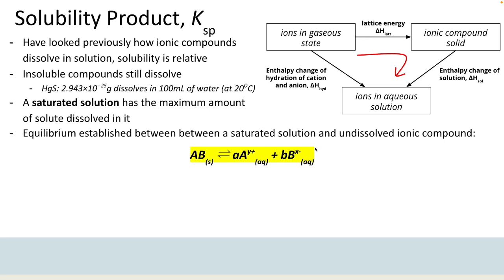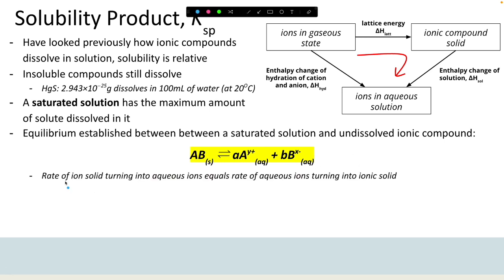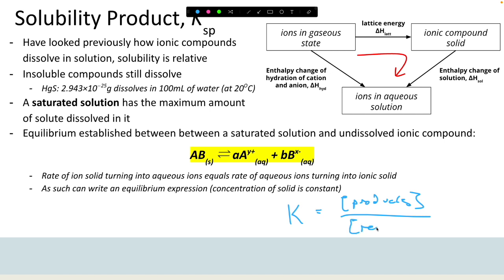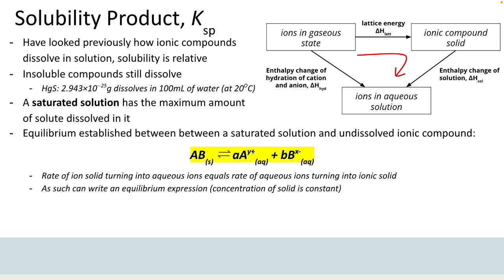So the equilibrium is established between the saturated solution and the undissolved ionic compound. The rate of solid ions turning into aqueous ions equals the rate of aqueous ions turning back into the ionic solid. So as we have an equilibrium here, we can write an equilibrium expression to express this. As with all of our equilibrium expressions, it's a ratio of the concentration of products over the concentration of reactants, taking into account the stoichiometry, raising it to the powers as we need to. Now in this instance, we have two aqueous ions, but we also have a solid. We can ignore the solid in our equilibrium expressions because the concentration of solids is constant.